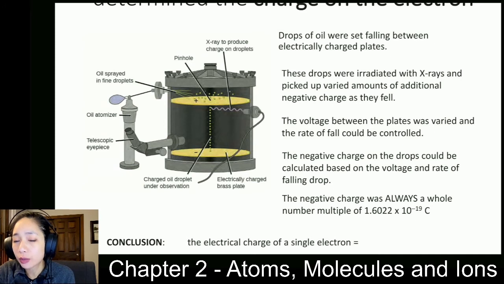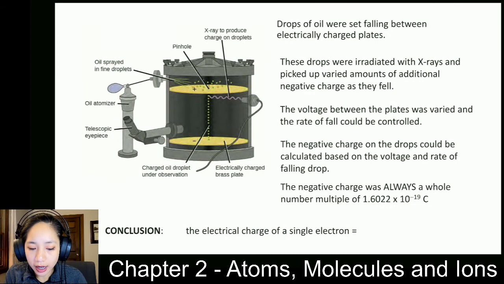And so he did this experiment over and over and over, trying to catch these oil droplets in a way where he could just isolate one electron. What he saw when doing this experiment is that the negative charge on the drops could be calculated from the voltage that he applied between these two plates when he would catch one of those oil droplets, because essentially it would suspend between the two plates.